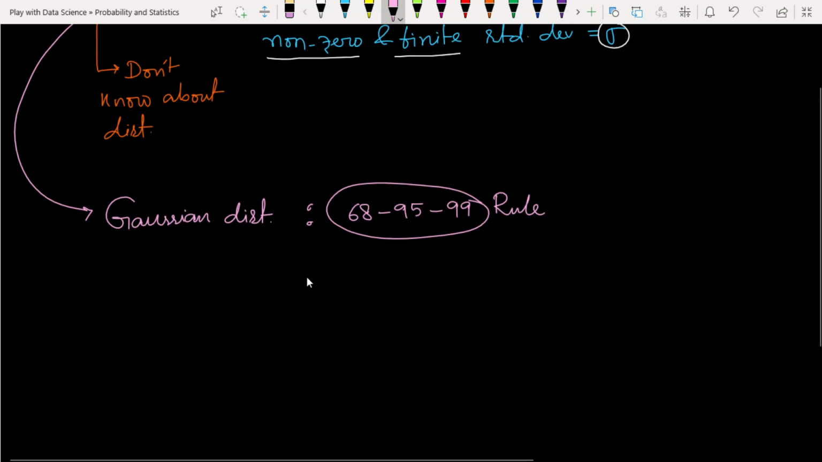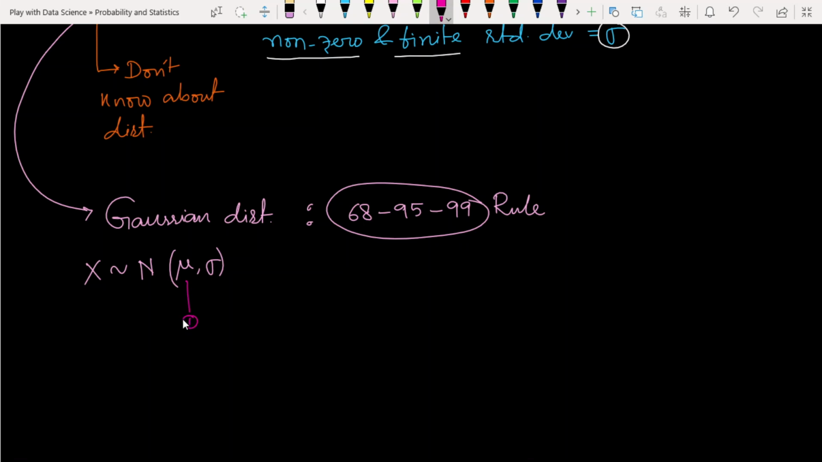Suppose the random variable X follows the normal distribution with mean mu and standard deviation sigma. There are three things we have to know: first, its mean; second, its standard deviation; and third, its distribution. Those are the three things we need. So let's play with an example, then I think it will be better for us.